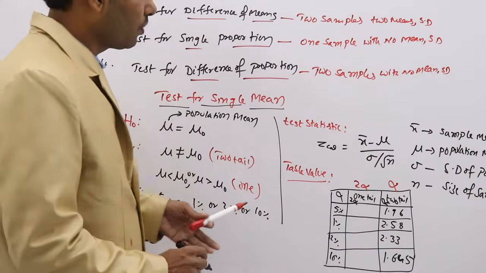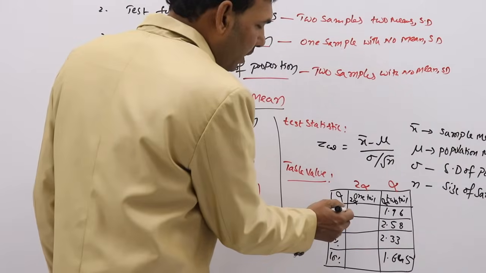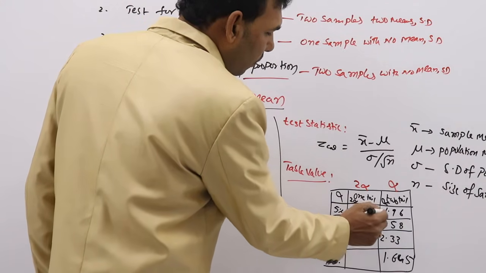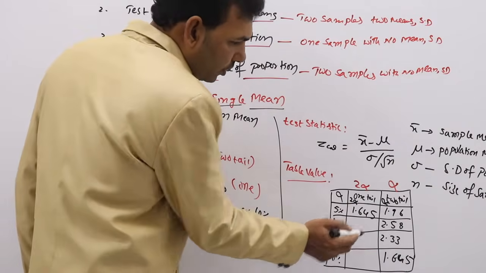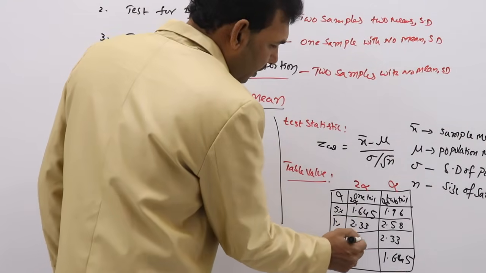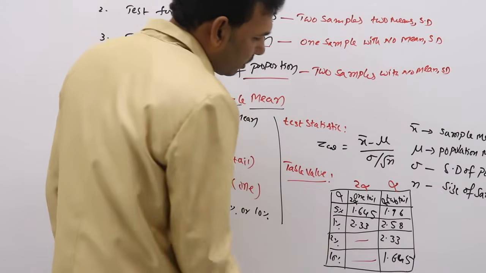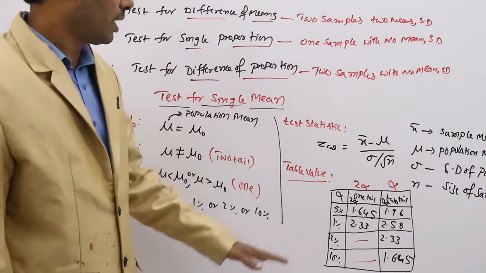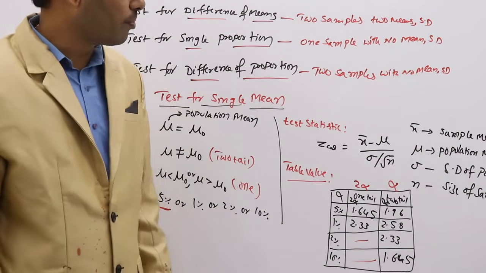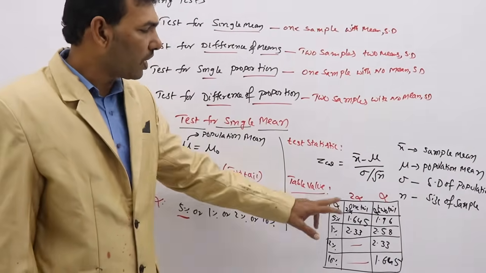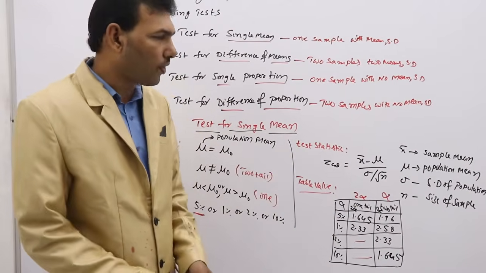So here in one tile 5% you need to write 10% value, 1.645. For 1% you need to write 2% value, 2.33. These two no need, we won't get. So these table values you need to remember. If it is 5% two tile, 1.96. If it is 5% one tile, 1.645.